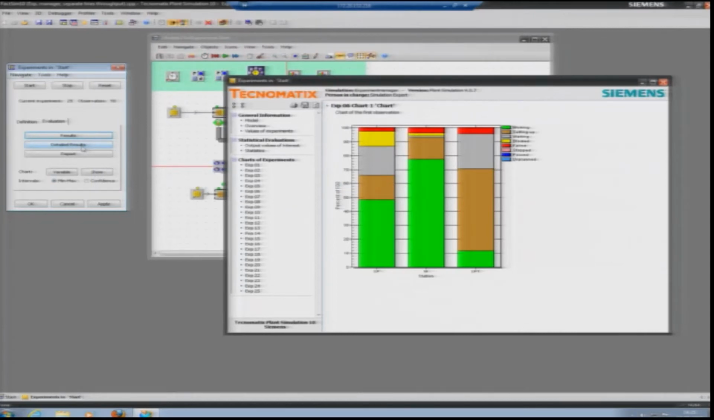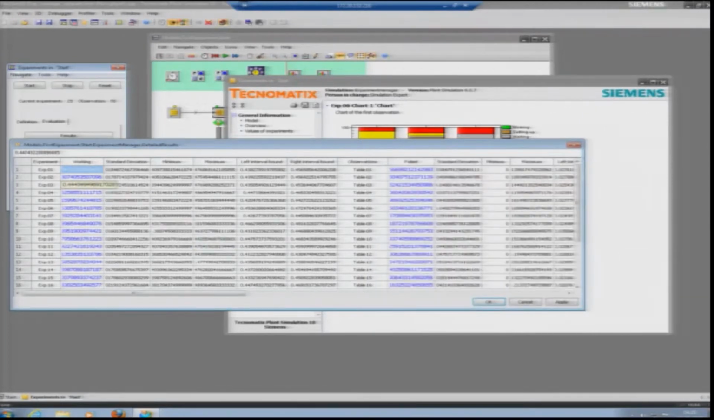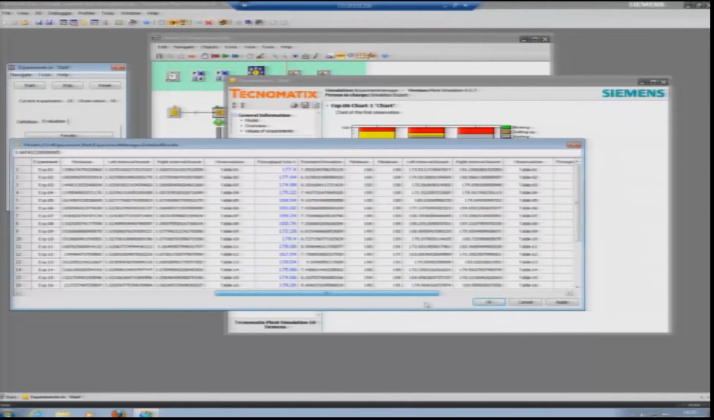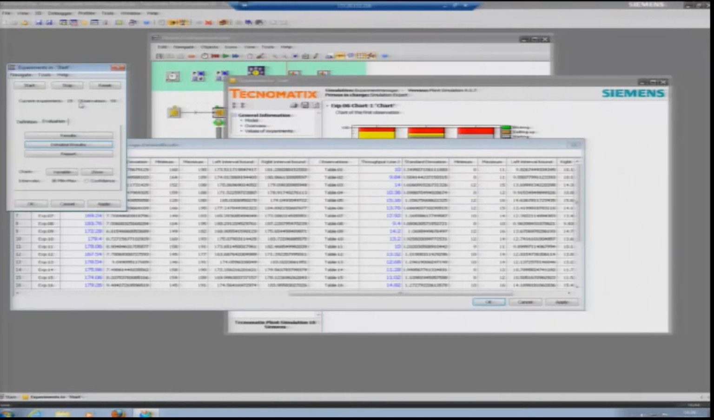So, let us see the detailed results here. In this case, let me see the throughput only. For the throughput line 1, this is for the 50 observations. For experiment number 1, there are a total of 25 experiments, and each experiment has 50 observations.